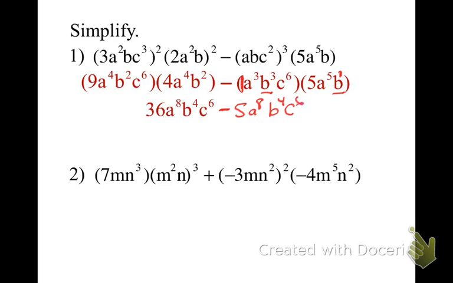Are these like terms? A to the 8th, b to the 4th, c to the 6th. So yes, they are like terms. All we really deal with is their coefficients. 36 of these minus 5 of these gives us 31. A to the 8th, b to the 4th, c to the 6th. All right, try the next one.